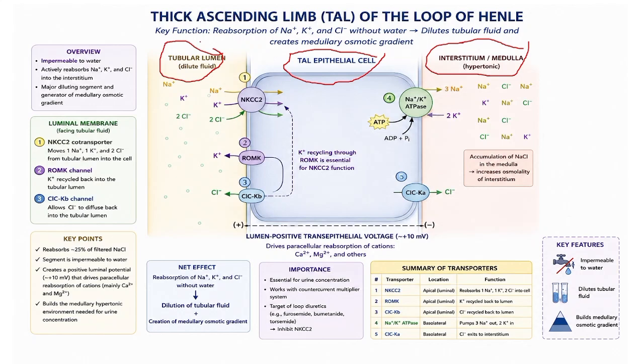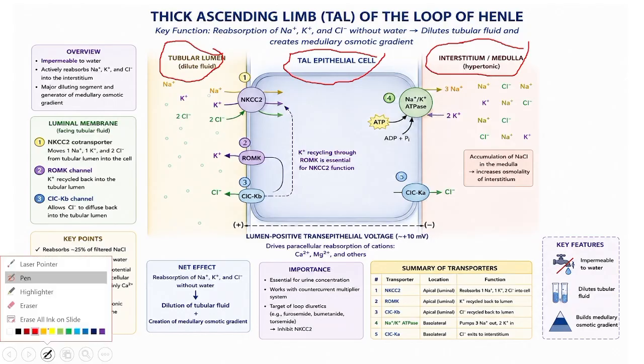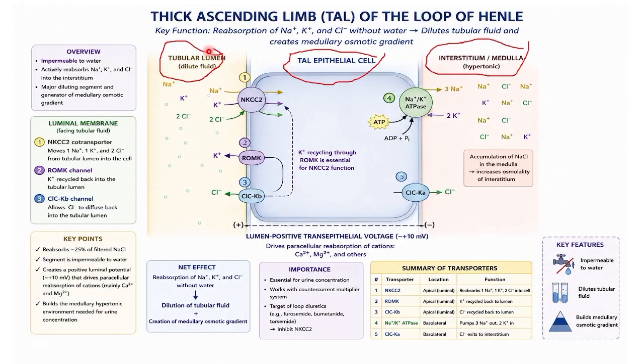Here you have the filtrate. This is our epithelial cell, and here is our interstitium or our medulla. I hope you guys are together. Now, here we have our filtrate or tubular lumen. This is our epithelial cell, or to be more specific, a thick ascending limb epithelial cell, and here we have our medulla. I hope you're together.